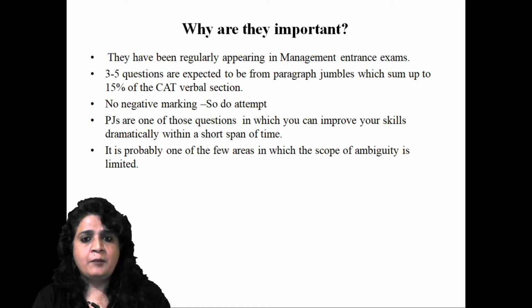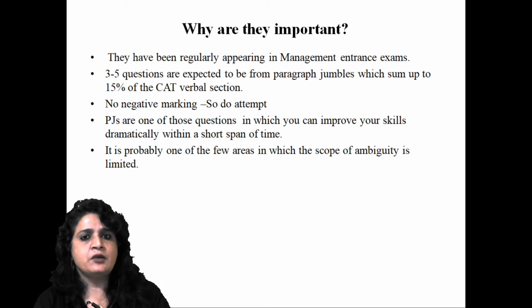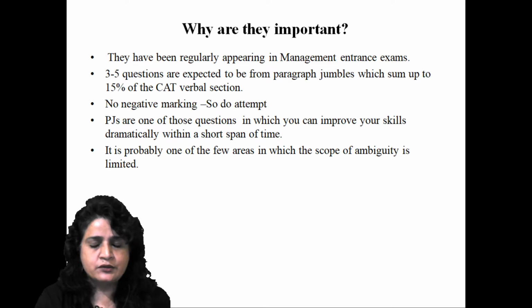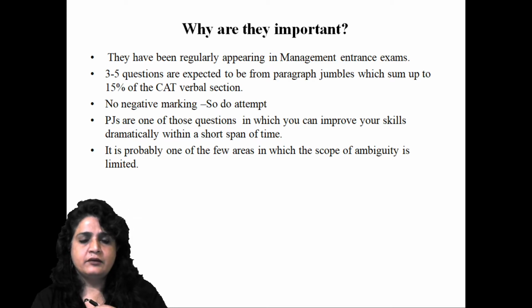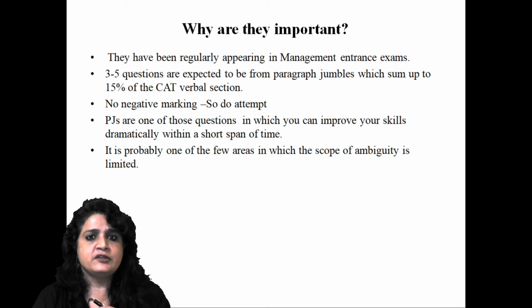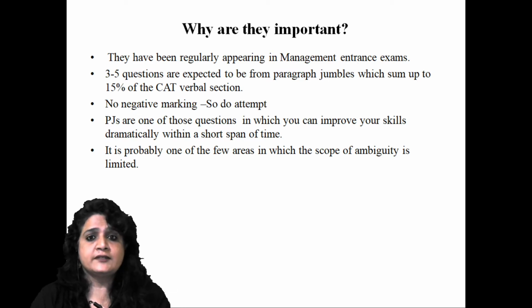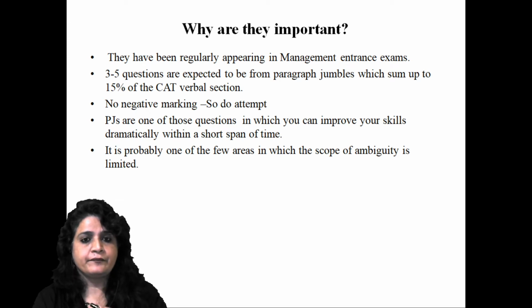Now, among 10 questions of verbal ability, if we specifically talk about CAT, so 10 questions of verbal ability till 2019 pattern, 3 to 5 questions are from the parajumble section, right? So that makes up somewhere around 15% of that verbal section. So the section itself carries a lot of weightage. So if you excel in this section, your accuracy level can go higher.